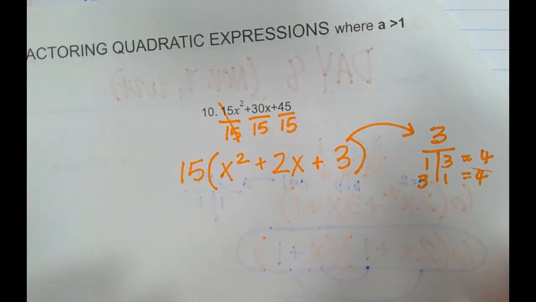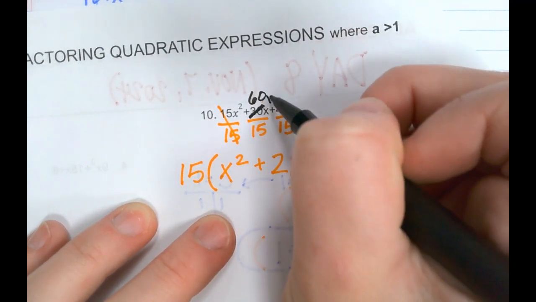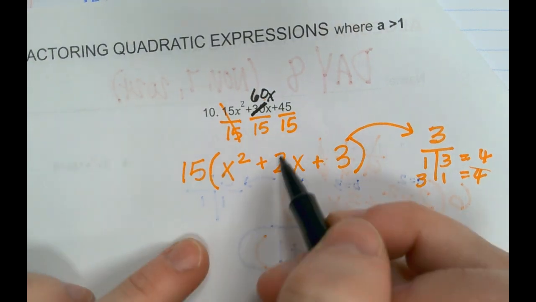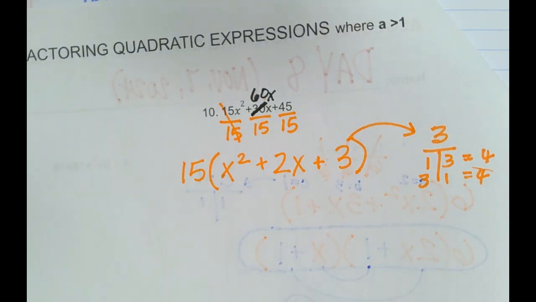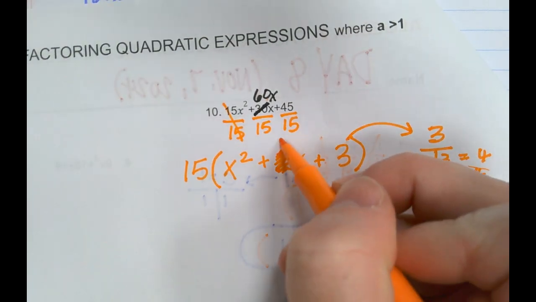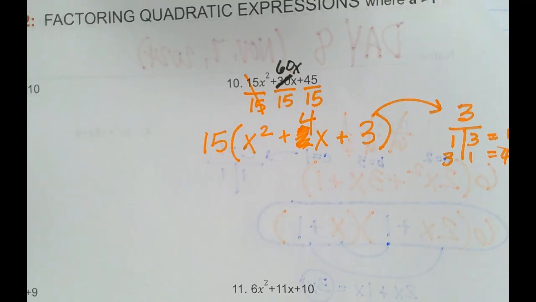Tell you one that will work though. Change it to 60x in the middle and then you can do it. And then this 2 becomes a 4. My head hurts. I know. I'm sorry, guys. I'm just going to skip over it. You don't have to do it. You can skip over it.